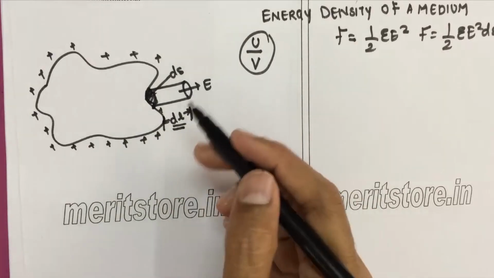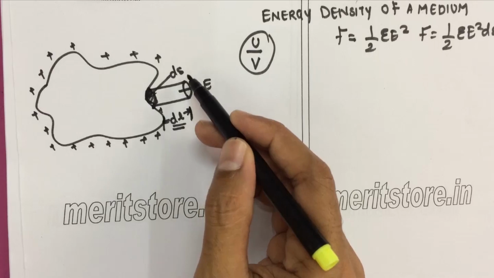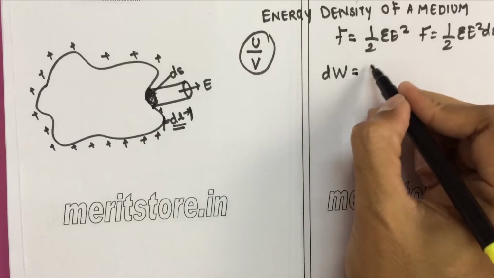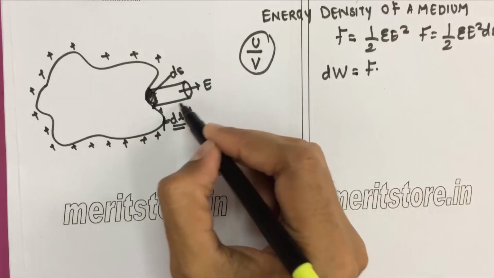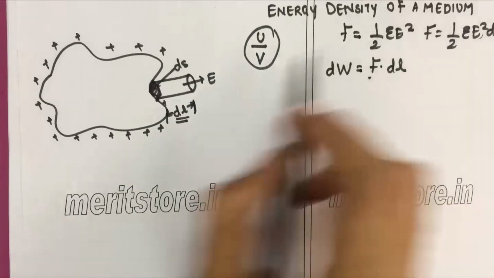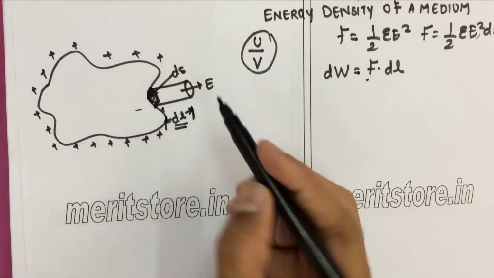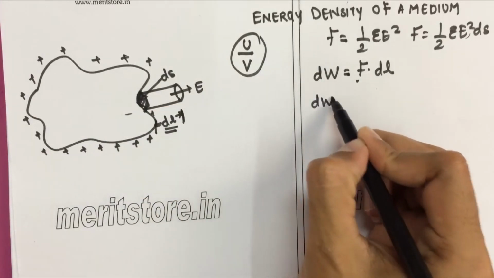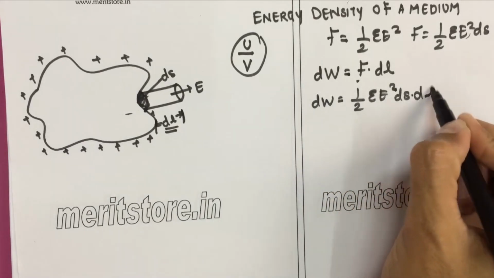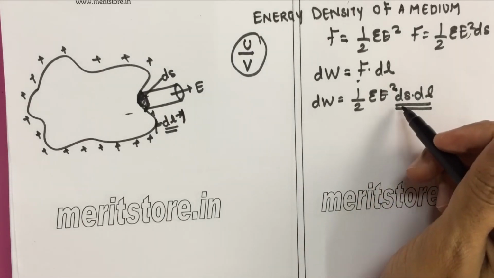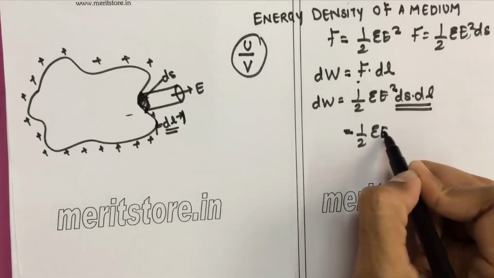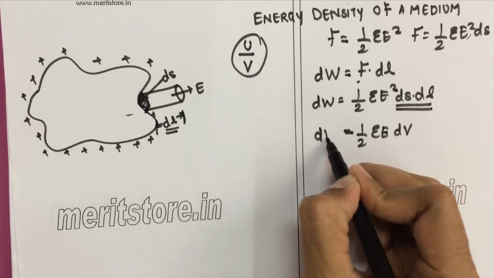Now whatever work we do when we move this particular surface dS back to its original position is given by dW, and work is nothing but force into displacement, so it is F into dl. Now your F has the formula of the mechanical force, because whatever force is required to move this out, the same force will be required to move it back. So dW equals half epsilon naught E square dS dl. Here dS dl, the surface area into the length, gives you the volume. So this becomes half epsilon naught E square dV, and this is your dW.